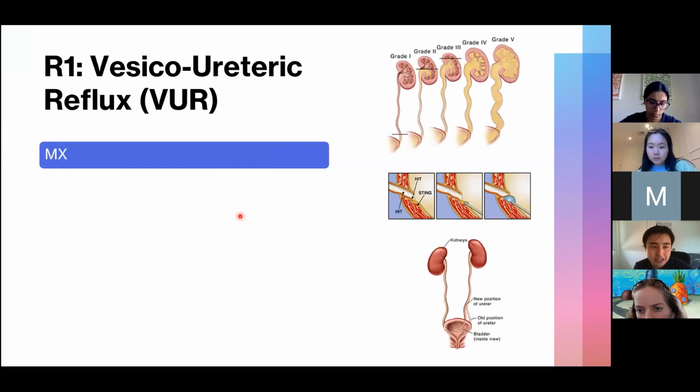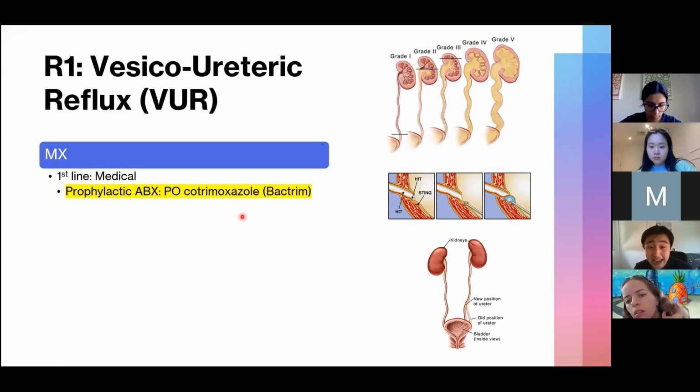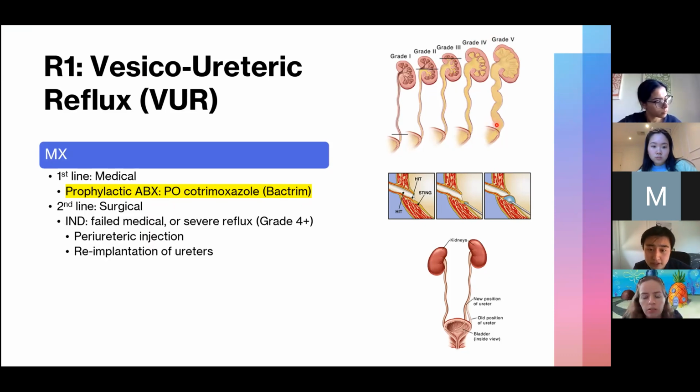And now to the management. For the first line management, we actually want to give them prophylactic antibiotics. The reason for this is because remember how I said we are worried about reflux combined with a UTI, because it's really UTI that leads to that renal scarring and damage. So for this reason, we want to give them prophylactic antibiotics, commonly Bactrim, to prevent those UTIs from reoccurring. However, if antibiotics don't work, or if the reflux is more severe, so I'm talking about grade 4 or grade 5, then you think about surgery.